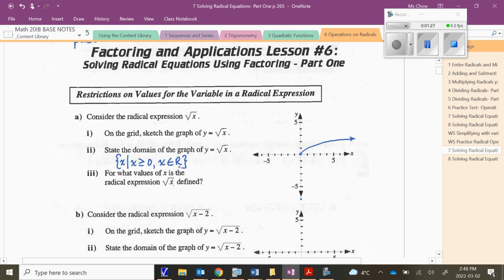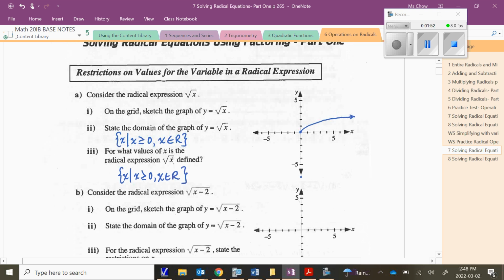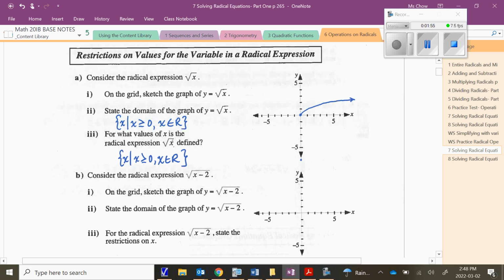For what values of x is the radical expression defined? Defined meaning that we actually have the graph for which it's valid. So what I want you to notice is that when we're answering that question, it's actually exactly the same as our domain. Really, it's the same way of asking exactly the same thing. The domain just has to do with our graph, and our expression is looking at the square root of x.